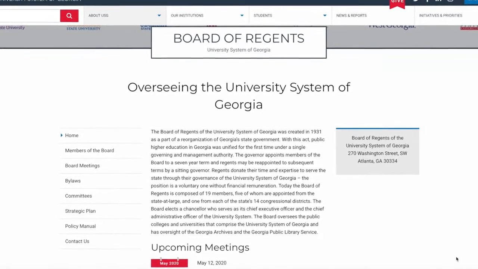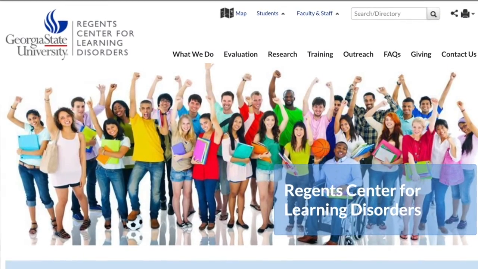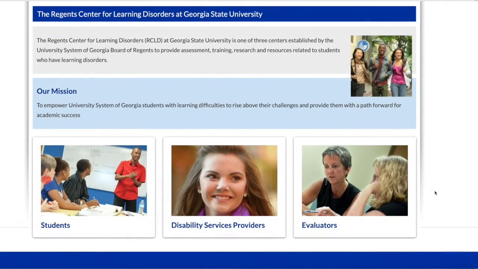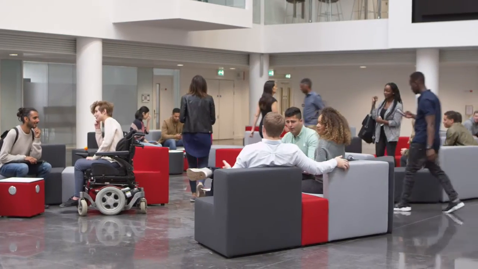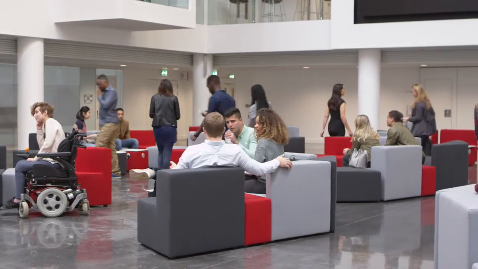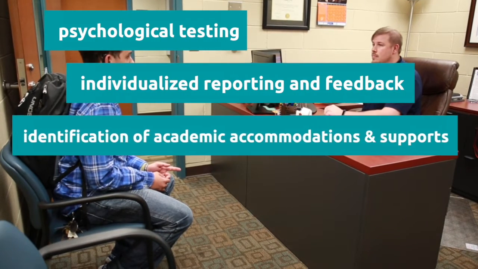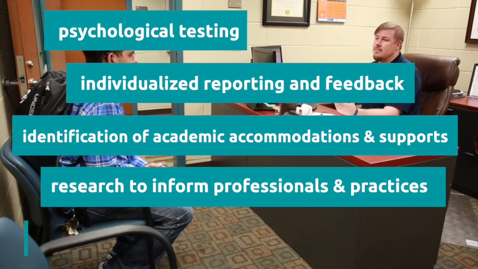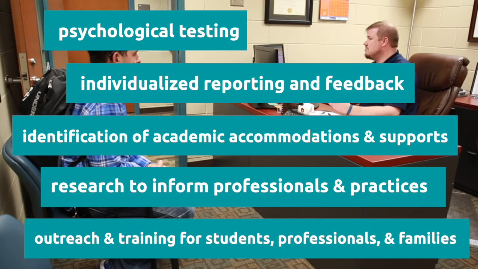Established in 1993 by the University System of Georgia, USG, the three Regents Centers for Learning Disorders, RCLD, have become leaders in college disability evaluation, outreach, and research, while positively impacting the lives of thousands of college students with learning challenges. A comprehensive center, the RCLDs provide psychological testing and individualized reporting and feedback, identification of academic accommodations and supports, research to inform professionals and practices, and outreach and training for students, professionals, and families.